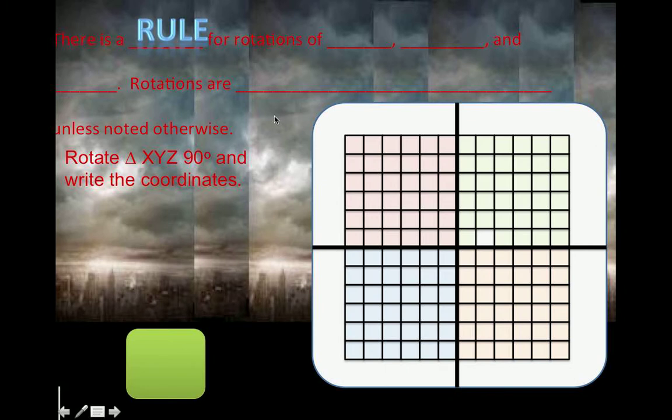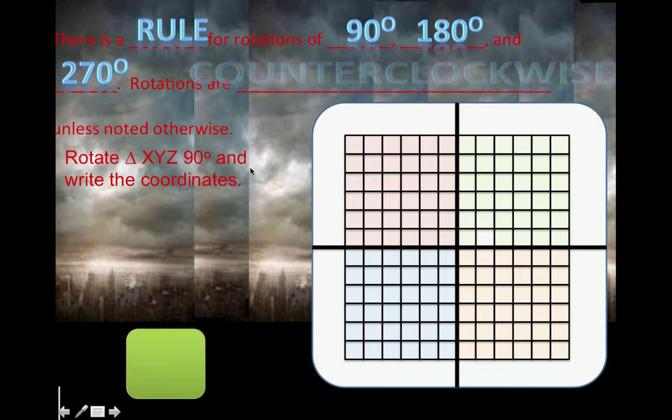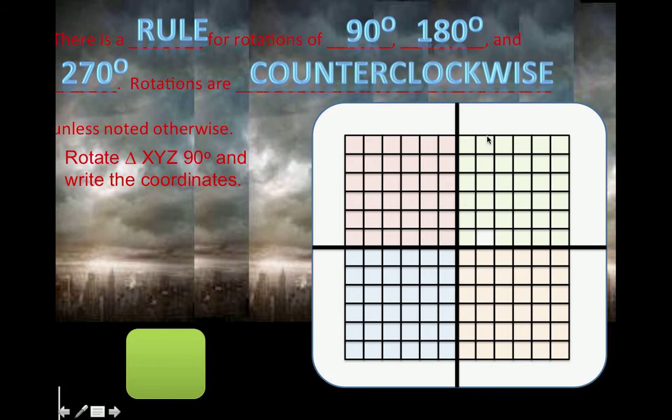There's a rule for rotations of 90, 180, and 270. We're going to go through one example of 90, one of 180, and one of 270. Unless otherwise noted, rotations are always going counterclockwise. So we're going against the way the clock moves. We're actually spinning to the left.